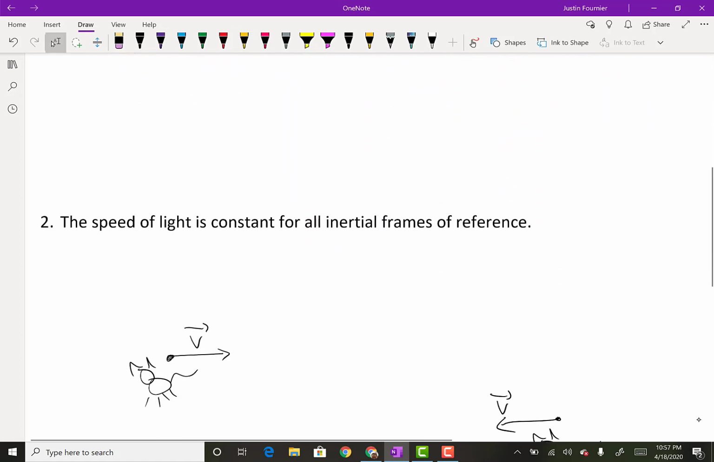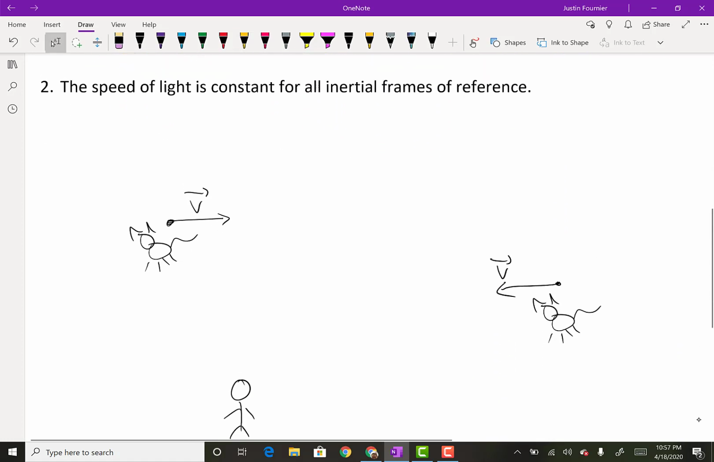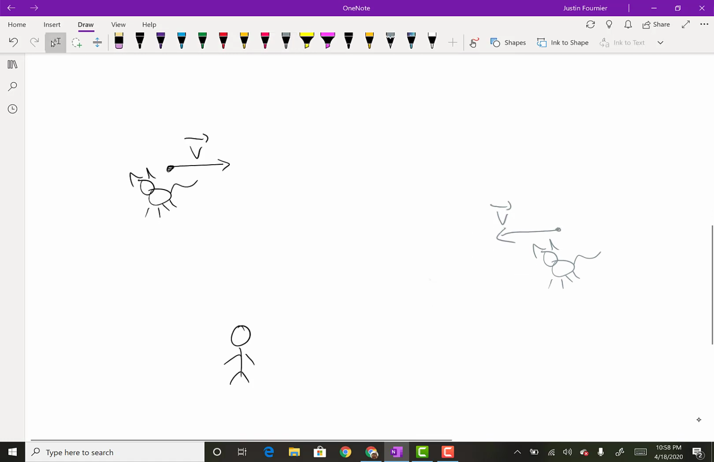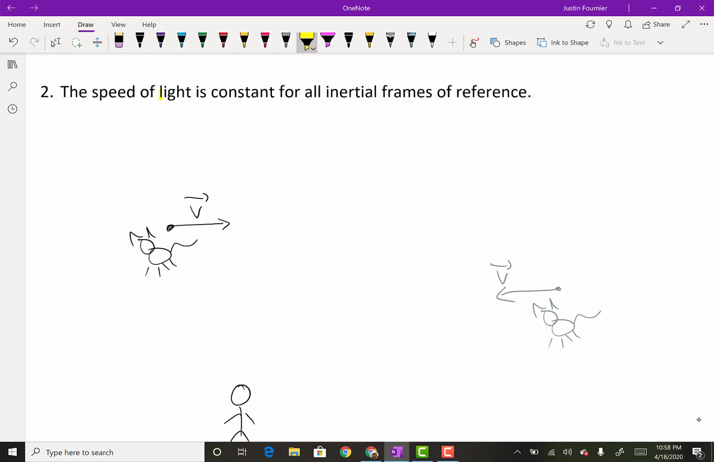So now we're going to move on to the second postulate, which I just mentioned, which is that the speed of light is constant for all inertial frames of reference. Meaning, as long as you're in an inertial frame of reference, the speed of light is always the same. So what does this mean? This means that the speed of light is constant no matter where you're measuring from.